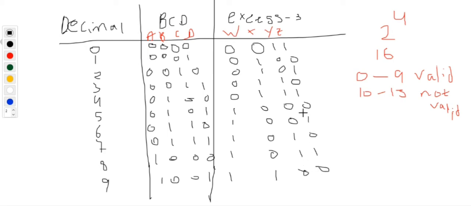Now we must simplify these W, X, Y, Z using the K-maps.